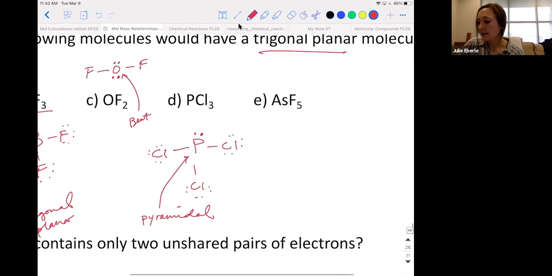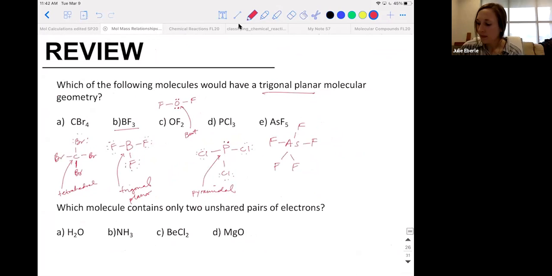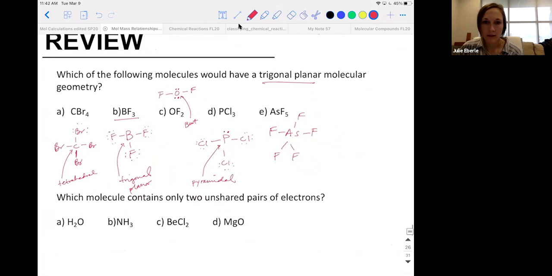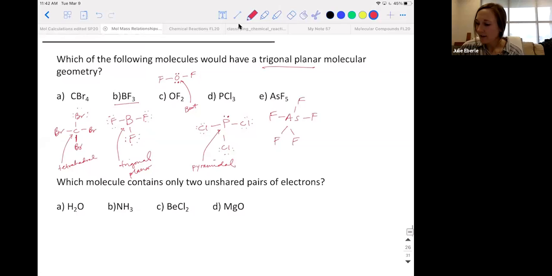And then AsF5, this one's crazy. This one exceeds the octet. It's got fluorines here. So this one's definitely not trigonal planar. We're not actually going to go into that one, but it's not trigonal planar. I'm not going to have anything like that on the exam, though. I'm not going to ask what's the geometry of that.